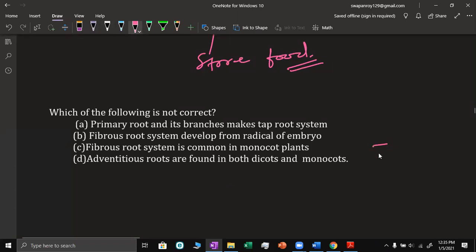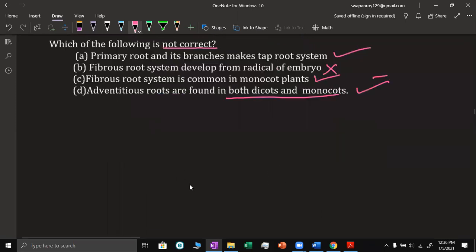Here, which of the following is not correct? Primary root and its branches make taproot. This is correct. Fibrous root system developed from radicle of embryo. This is wrong. Fibrous root system is common in monocot plants. This is correct. Adventitious roots are found in both dicot and monocot. This is also correct, that I told before.